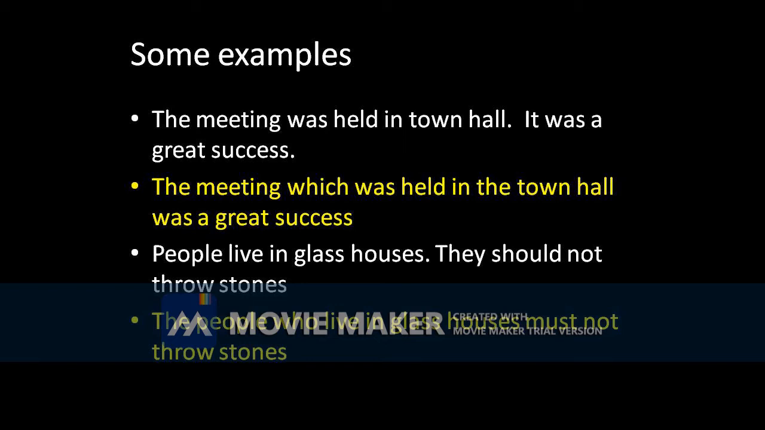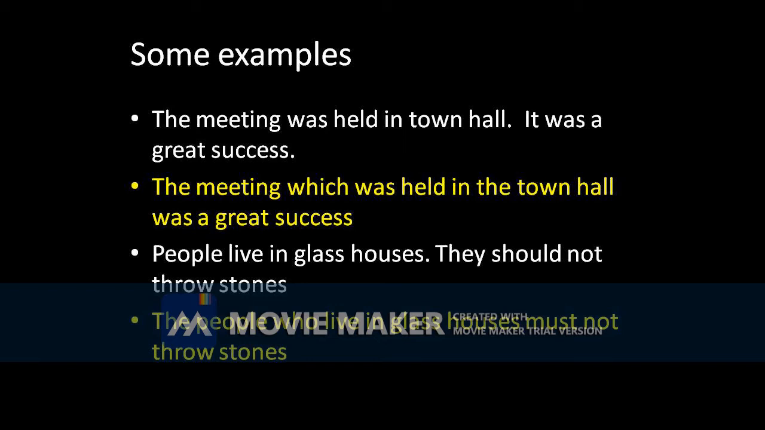Let us consider some examples of these relative clauses. Here are some examples. The meeting was held in town hall. It was a great success. We all know about simple sentences. A simple sentence is nothing but a sentence which contains one subject and a verb. Here, the meeting was held in town hall is a simple sentence, and it was a great success is another simple sentence, and these two simple sentences are to be combined with the relative clause.